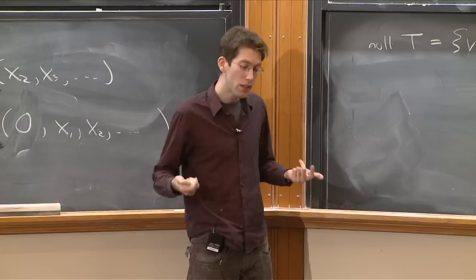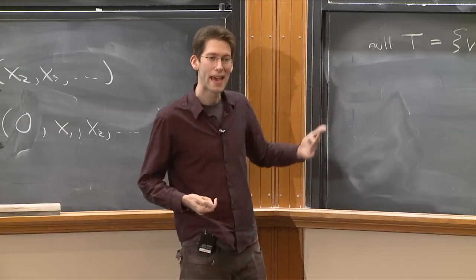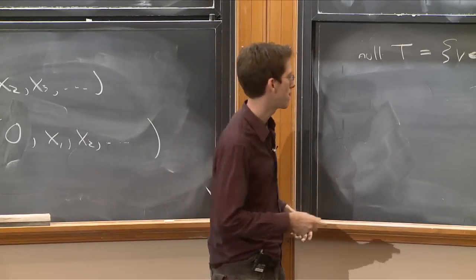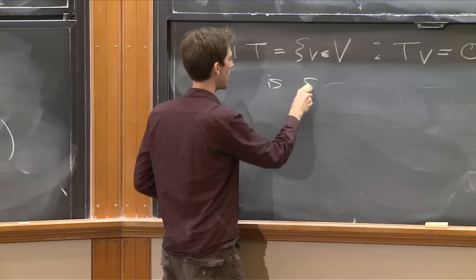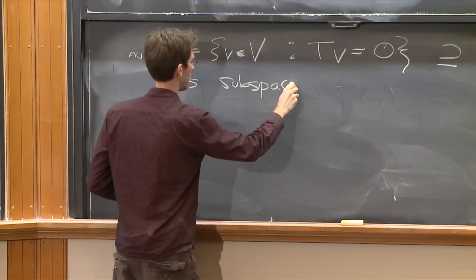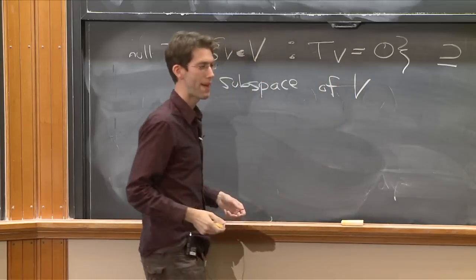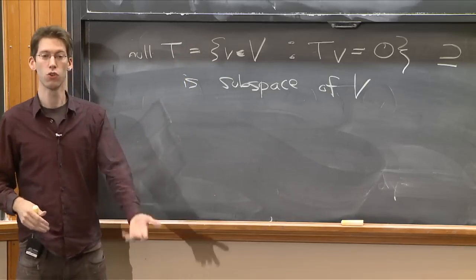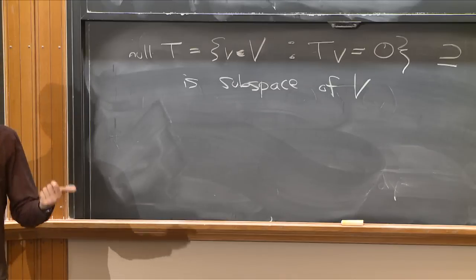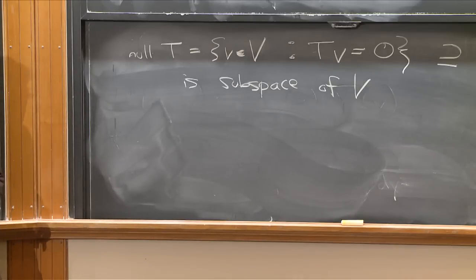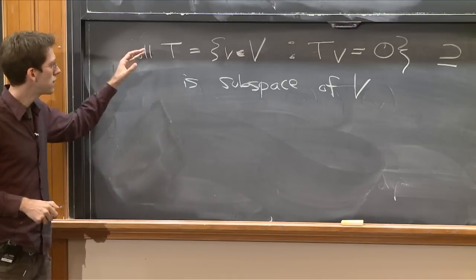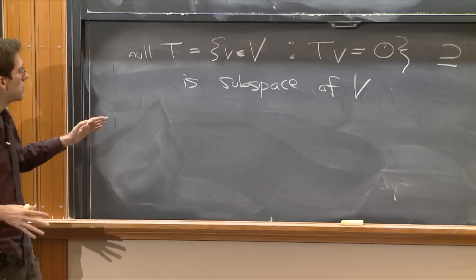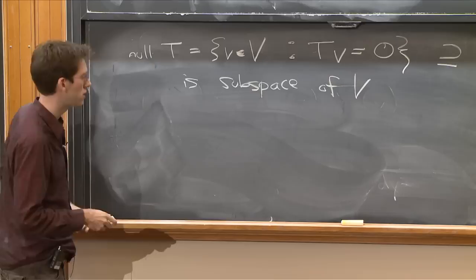And so from all these examples, you might guess that this is a linear subspace, because in every case it's been a vector space. And in fact, this is correct. So this is a subspace of V, because if there's a vector that gets sent to 0, any multiple of it also will be sent to 0. And if two vectors get sent to 0, their sum will also be sent to 0. The fact that it's a linear subspace can be a helpful way of understanding this set.